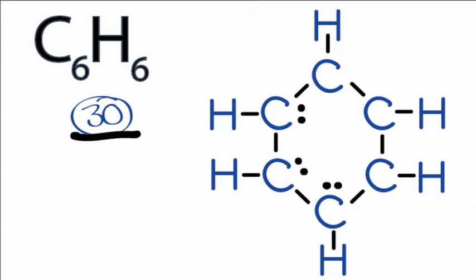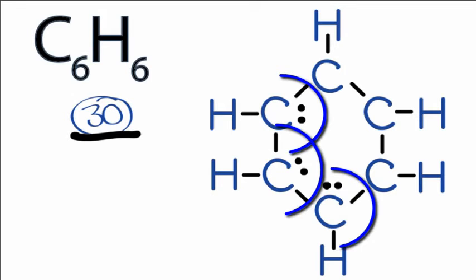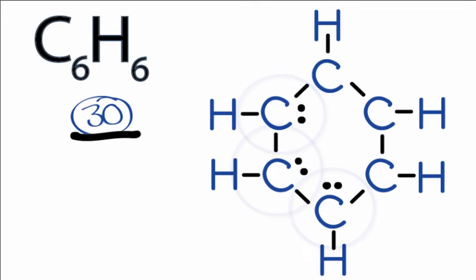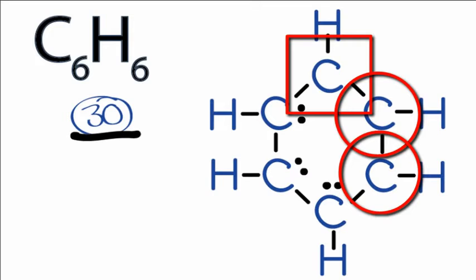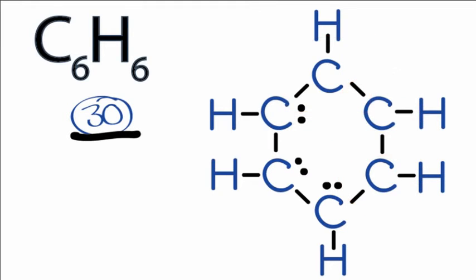But you can see right away we have octets on these carbon atoms, but these other 3 only have 3 bonds. So they only have 6 valence electrons, and they don't have a full outer shell. So we're going to need to form some double bonds. It looks like we'll need 3 double bonds. So let's take these 2 valence electrons and form a double bond between these 2 carbons.